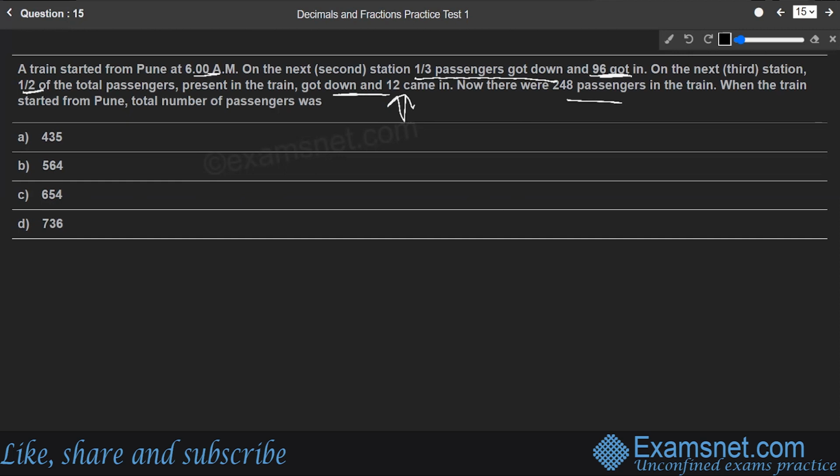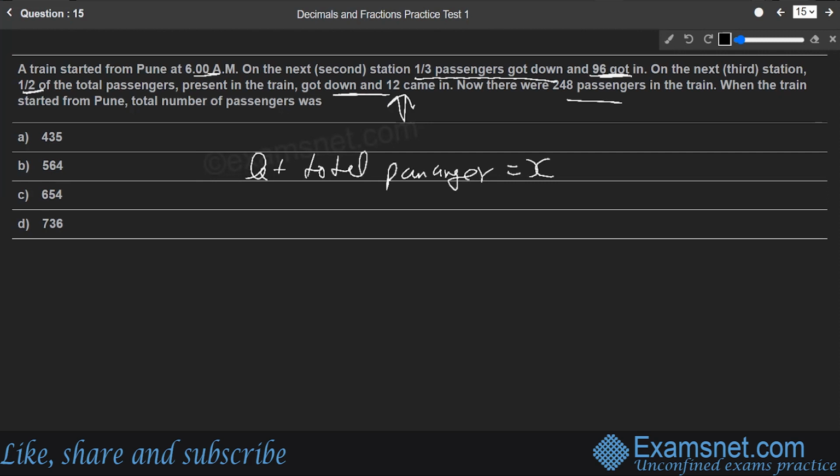The only way to do it is, let us assume the total number of passengers and then keep on applying the conditions that he has said on that particular variable x only. And at last, let us create an equation with the right hand side as 248. Okay, this is the strategy. So let's say the total number of passengers initially were x.